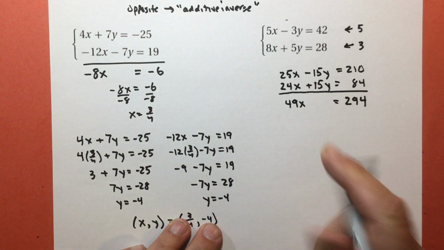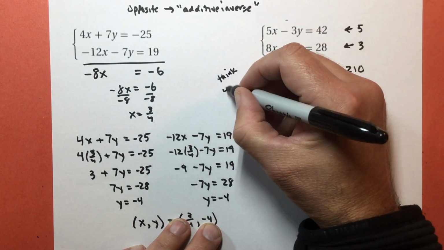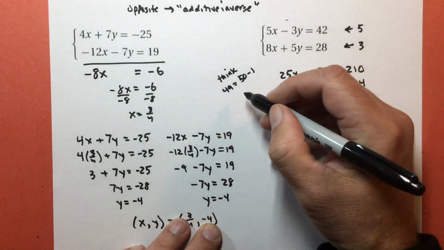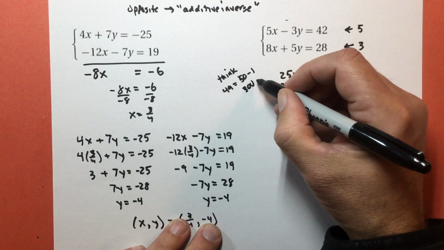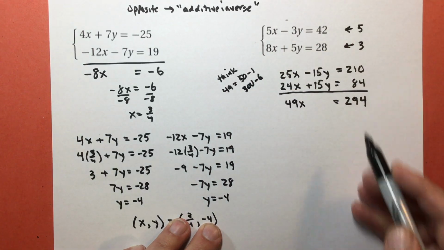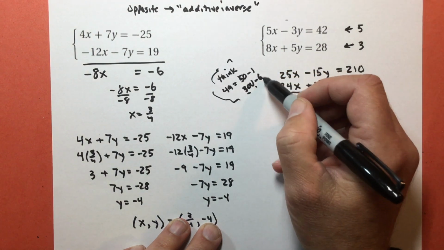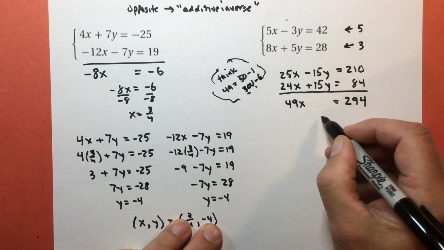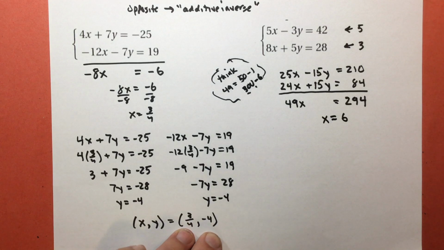So 49, this is what I'm thinking as I'm doing my mental math. 49 is the same as 50 minus 1. So if I multiply by 6, that would be 300 minus 1 times 6, which is 294. And again, that's not good math showing, but that's just what's in my head. So it looks like if I divide both sides by 49, I'm going to get x equals 6. You can do that without a calculator, guys.